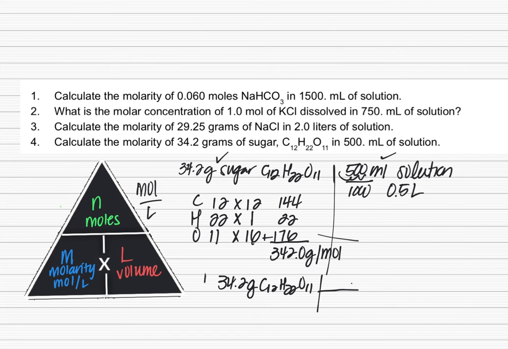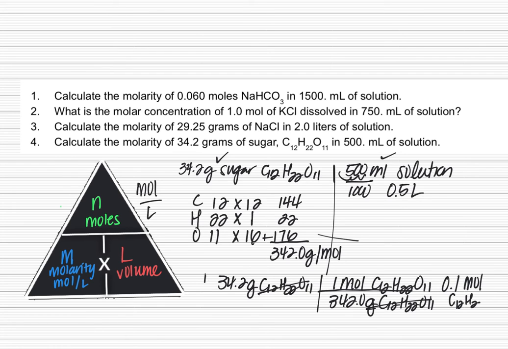So we have 34.2 grams of C12H22O11. And we know that 1 mole of C12H22O11 has 342 grams. We would find that if we multiply across and then divide, these cancel out of course, and we have 0.1 moles of C12H22O11, or 0.1 moles of sugar.